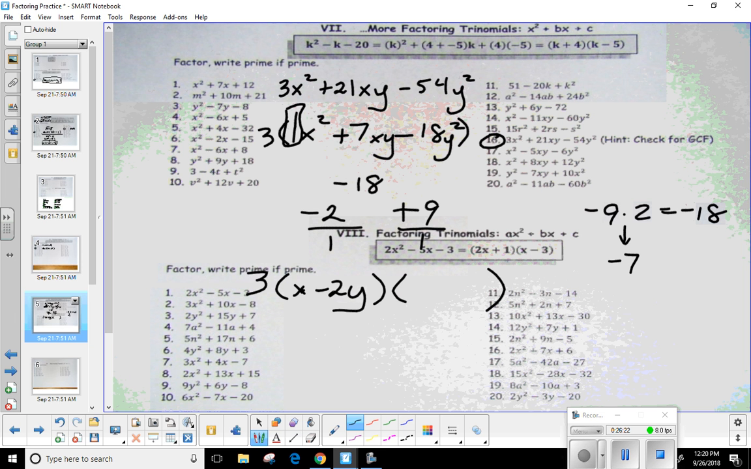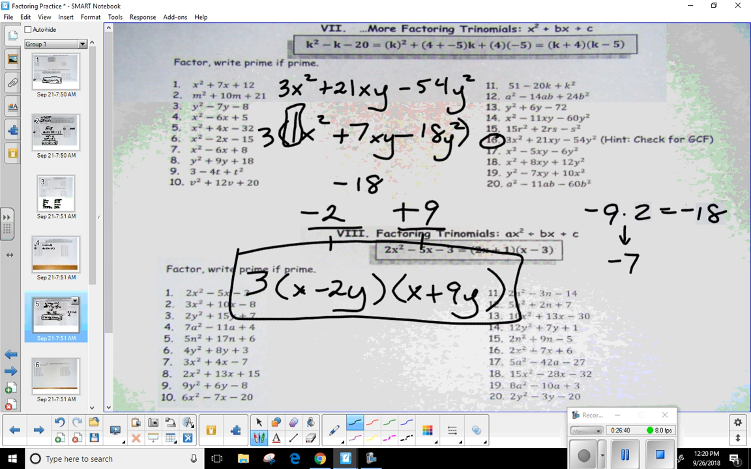Okay? Because x, our first variable, always gets hooked to the denominator. So normally 9 over 1 would just be x plus 9, but what's it going to be here? X plus 9y, that's it. And boom, we have our factored version.